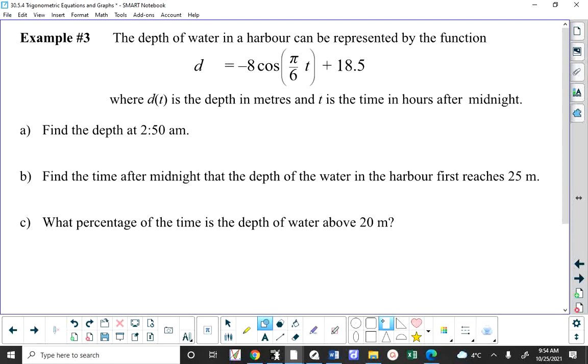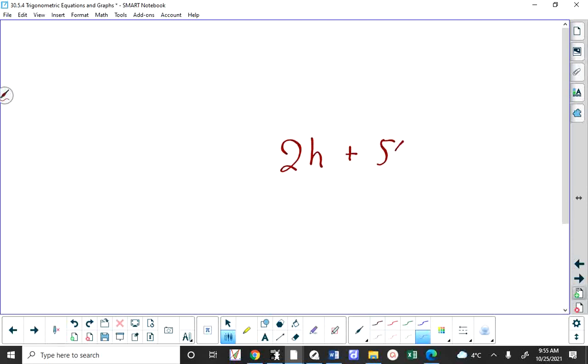We are asked in A to find the depth when the time is 2:50. Now wait a minute. We need to understand how time is communicated: 2:50 is not 2.5 hours after midnight. That's 2 hours after midnight and another 50 minutes out of the next full hour. So when you convert 2 hours and 50 minutes into hours, that's going to be 2 hours plus 50/60ths of an hour, which I think is 2.83 repeating, but I'm not sure.